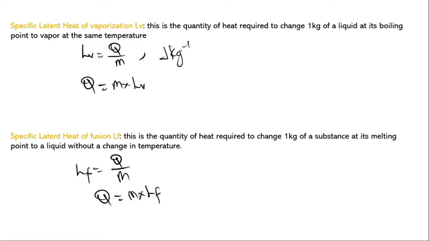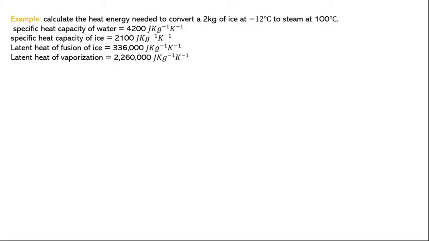So now that we are done looking at what sensible heat, latent heat, and heat energy are, let's look at some examples so that you can know how to use the latent heat of fusion and latent heat of vaporization in solving practical problems. The first one we want to look at: we are to calculate the heat energy needed to convert 2 kilograms of ice at negative 12 degrees Celsius to steam at 100 degrees Celsius.